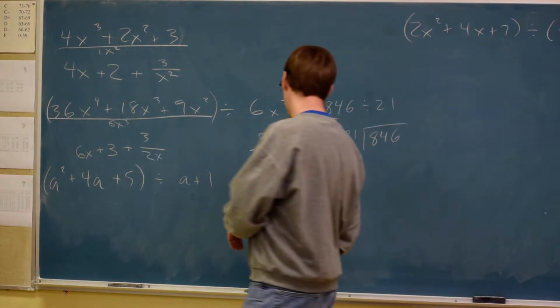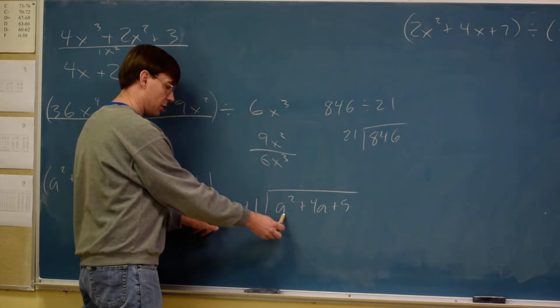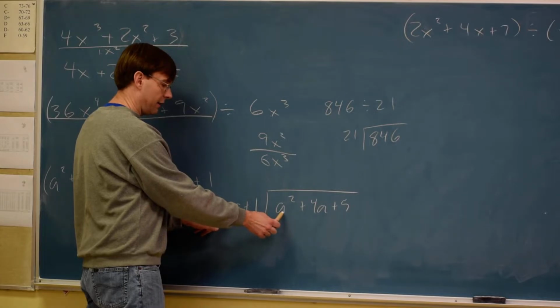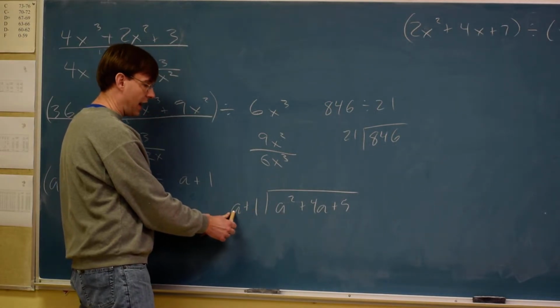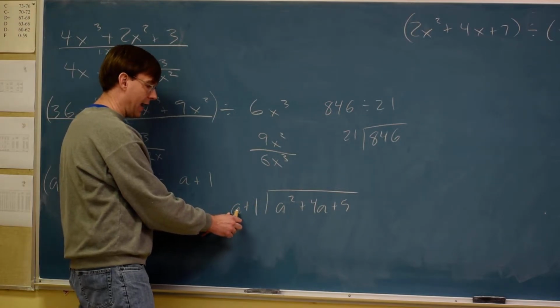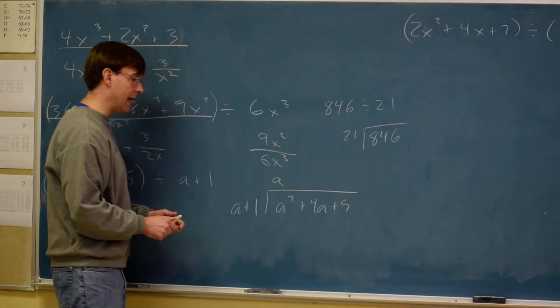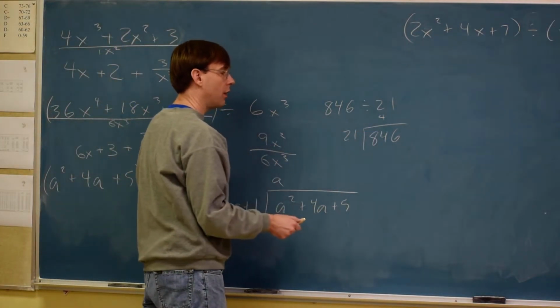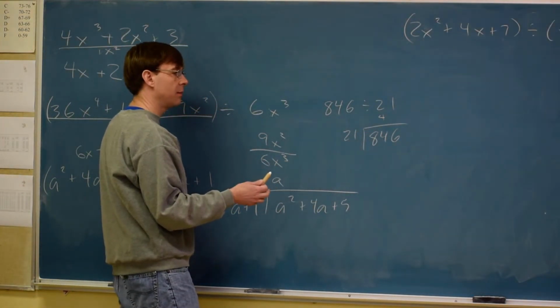This works similarly. You only look at the leaders at the beginning of each item. A squared starts the dividend. A starts the divisor. If you do a squared divided by a, that would be an A. Just like on this, we were thinking about a 4. And now the process is going to be the same.